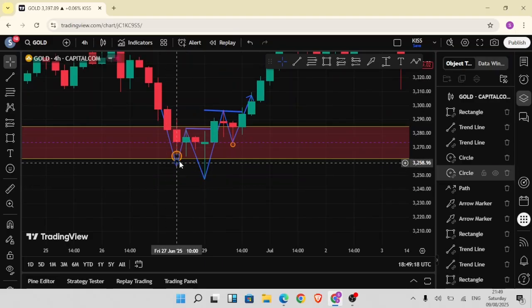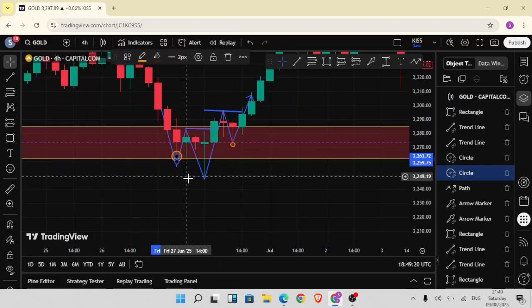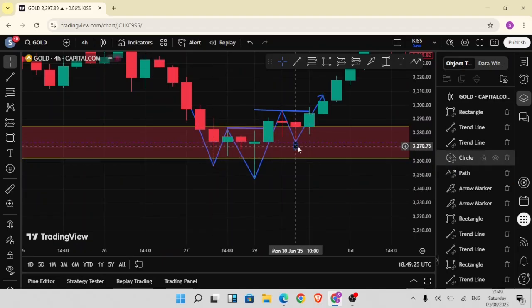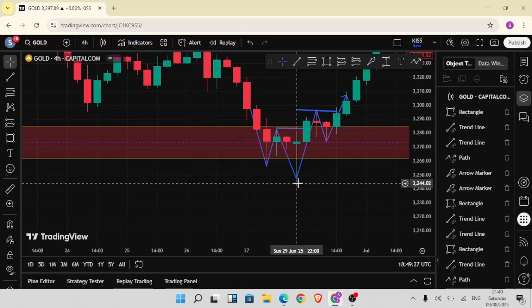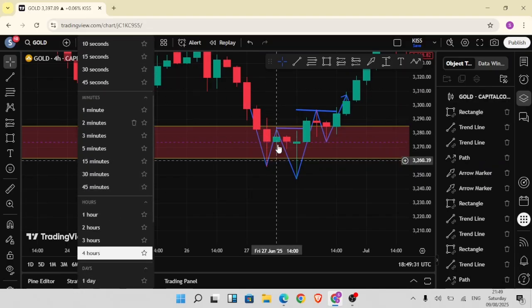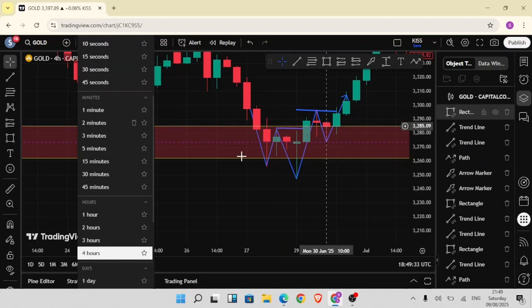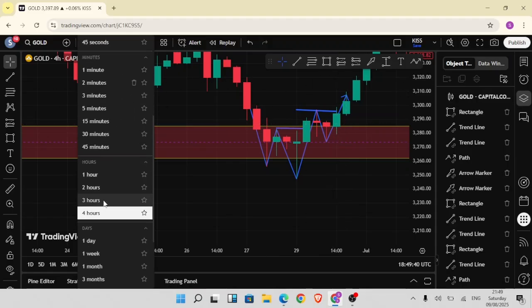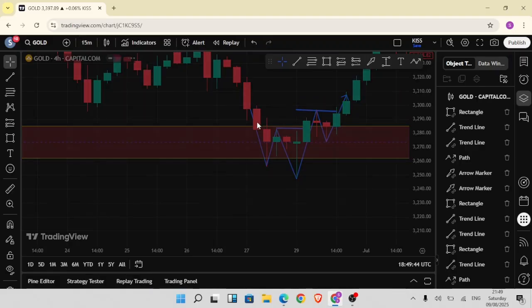So removing these many shapes, try and clean it up, right? So that we have that fair value gap. Price is reacting off this fair value gap, right? This candle is the one that gives us the final confirmation that we are going to go up. Let us now go to the 15-minute time frame.